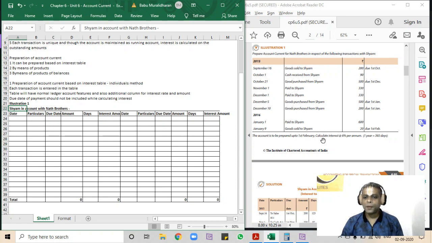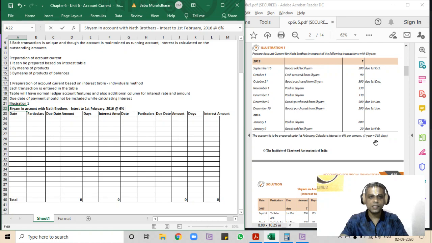The account is to be prepared up to 1st of February. Calculate interest at the rate of 6% per annum. 1 year is equal to 365 days. So we are preparing it, interest is up to 1st of February 2016 at the rate of 6% per annum. Okay, that's what is given in the question.